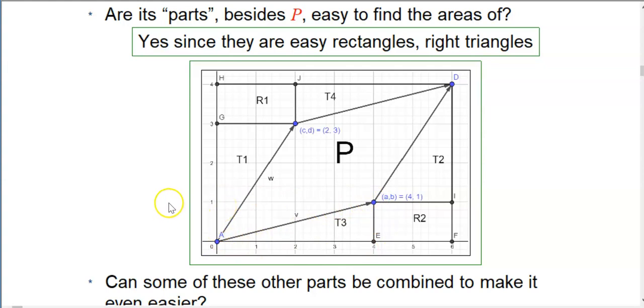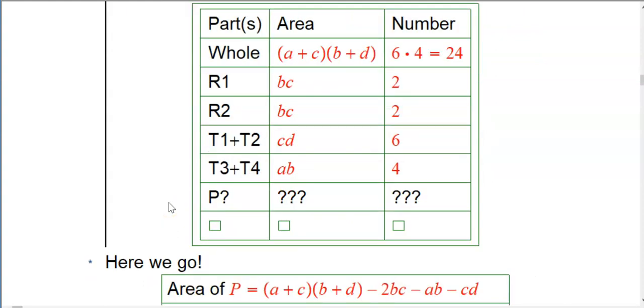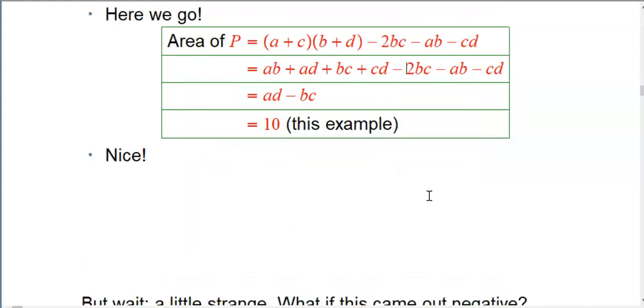Okay, so hopefully you've paused and done that. And what we get is that R1 is BC, R2 is also BC. In this case, that's 2 and 2. T1 plus T2 turns out to be C times D. And T3 plus T4 turns out to be A times B, 6 times 4. Okay. Now, in this case, the number is just 24 minus 2 minus 2 minus 6 minus 4, and that turns out to be 10. But let's go ahead and get the actual formula for the area.